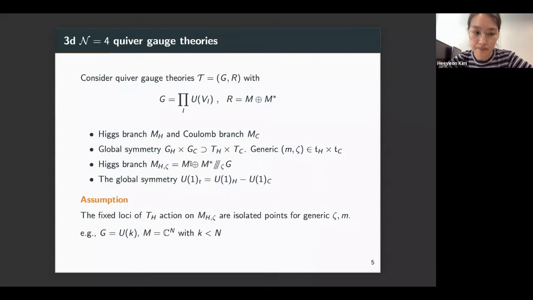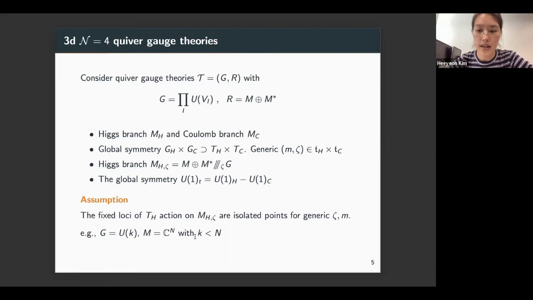And I will impose some assumptions. So what I'm going to talk about today will be applicable for the theories that meet this assumption. Our assumption is that the fixed loci of this T_H action on the Higgs branch M_H are only isolated points for generic choice of the FI parameter and the mass parameter. So the prototypical example is SQCD, where the gauge group is U(K) and the number of hypermultiplets is larger than the rank of the gauge group. Okay, so this is the class of theories that I'm going to discuss today.